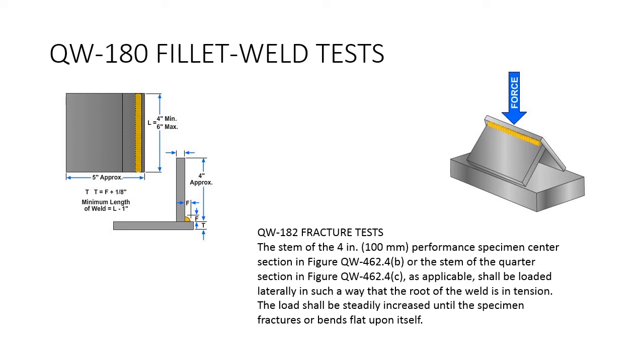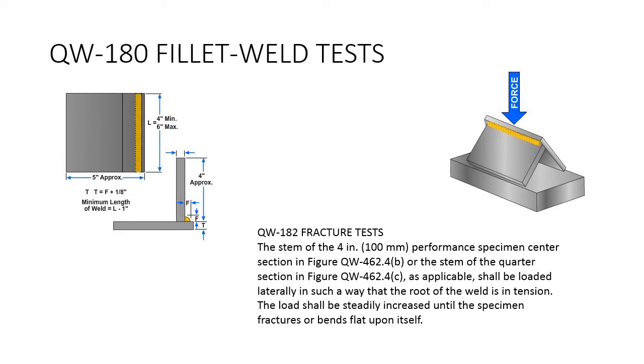Fillet weld tests. Because you can't take a tensile test on them and you can't really do a bend test on them, you have to just destructively test them. So here's a fracture test for a fillet weld test. The stem of 4 inches, performance specimen center section, QW462.4B, or the stem quarter section, QW462.4C, as applicable, shall be loaded laterally in such a way that the root of the weld is in tension. The load shall be steadily increased until the specimen fractures or bends flat upon itself.